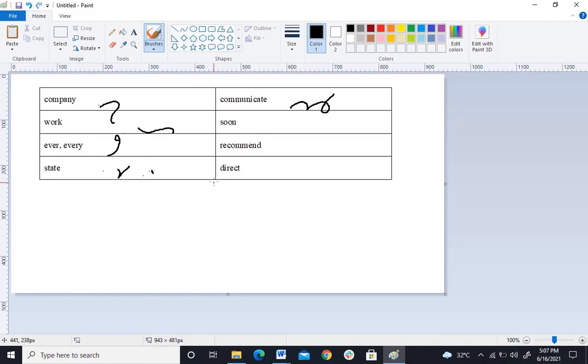Kate, yung communicate. Next, soon. We have SN. Soon. Next, recommend. We have rec. Direct. We have DRK. Okay, so these are what we call brief forms. Ito yung set ng ating brief forms for this lesson.